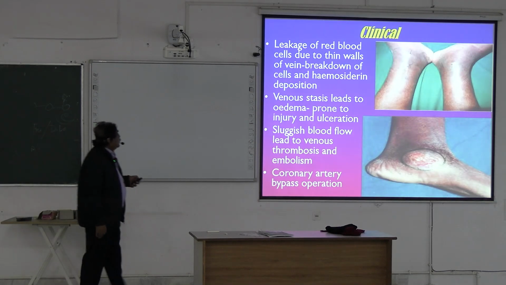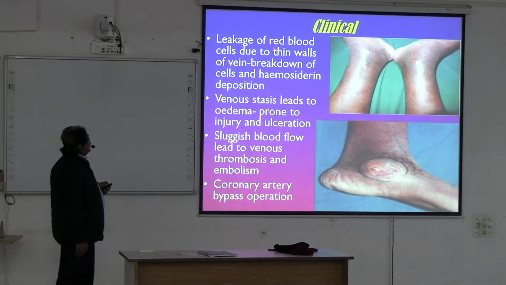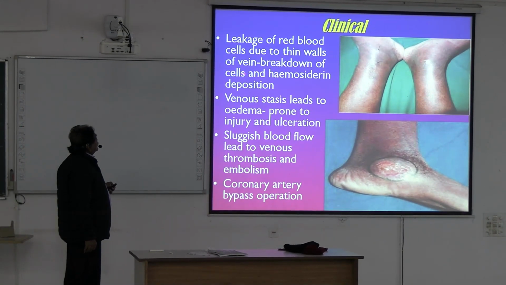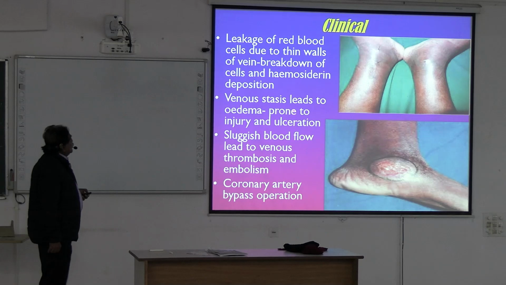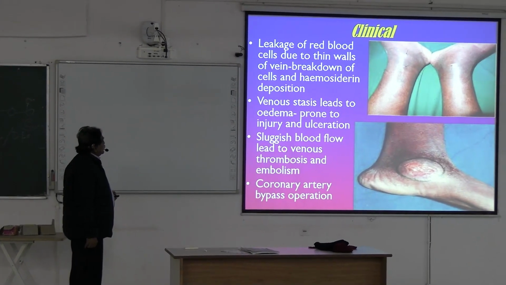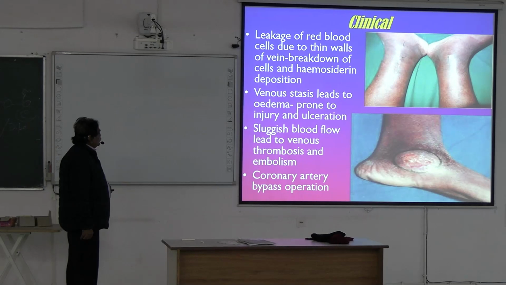Now, there is a leakage of red blood cells due to thin walls of the vein, breakdown of cells and hemosiderin deposition. Venous stasis leads to edema, and the area is prone to injury and ulceration. Sluggish blood flow leads to venous thrombosis and embolism.